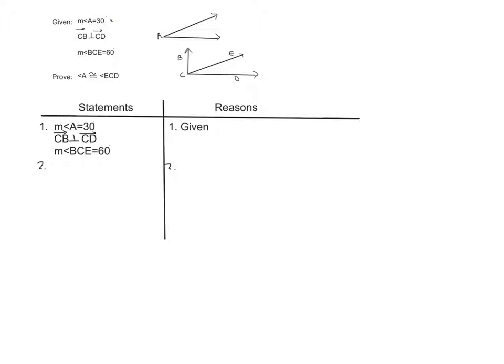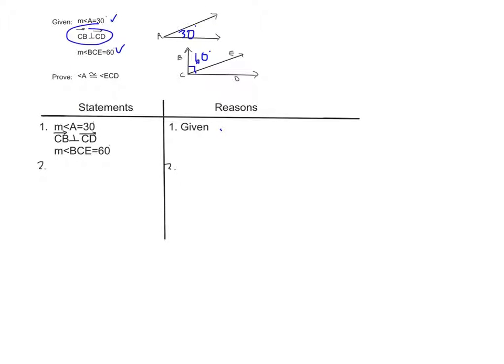So the first given right here says that the measure of angle A is 30 degrees. So I'm going to mark that. Okay, the second given right here says that rays CB and CD are perpendicular. So I can go ahead and mark the right angle in there. Okay, third one says that angle BCE is 60 degrees. So I go ahead and mark that.